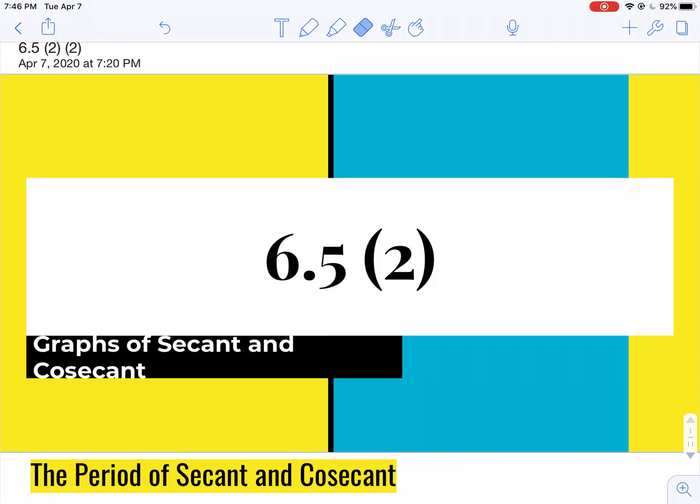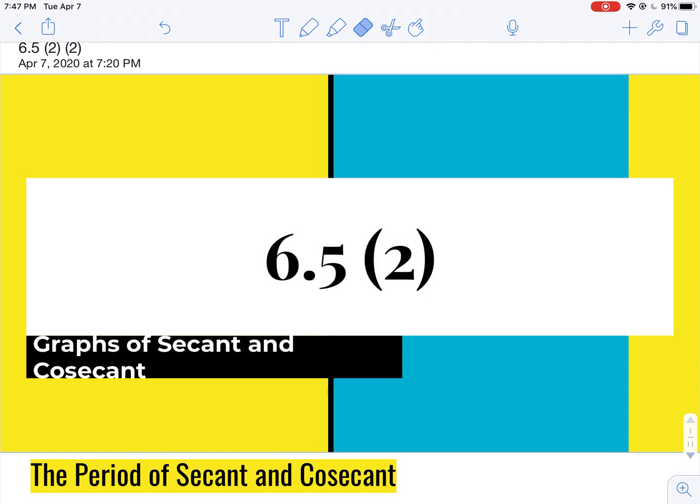Okay, so this is 6.5, part 2. The graphs of secant and cosecant. We did 6.5, part 1, a little bit over 3 weeks ago now. That was graphing tangent and cotangent. I know that seems a long time ago, but here we are at 6.5, part 2.